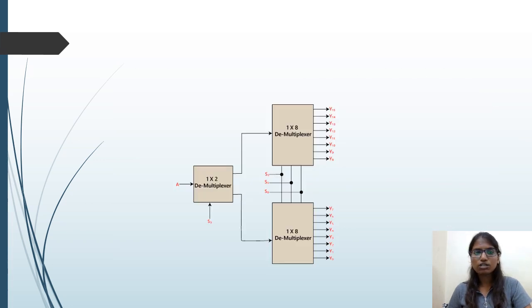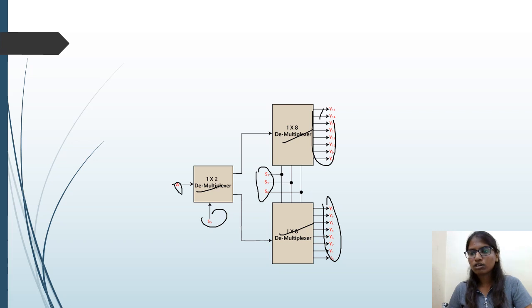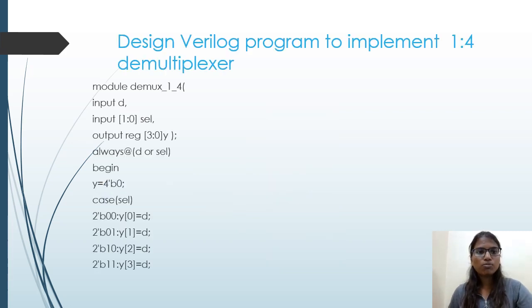So the block diagram of creating a 1:16 demultiplexer using 1:2 and 1:8. Here we'll use one 1:2 demultiplexer and two 1:8 demultiplexers. Here A is the input and S1 is the selection line. We have three selection lines, S0, S1, S2, and we'll get 8 outputs here, and 8 outputs here also.